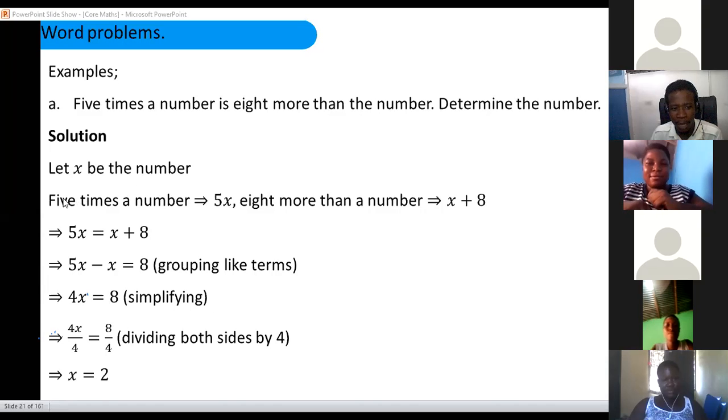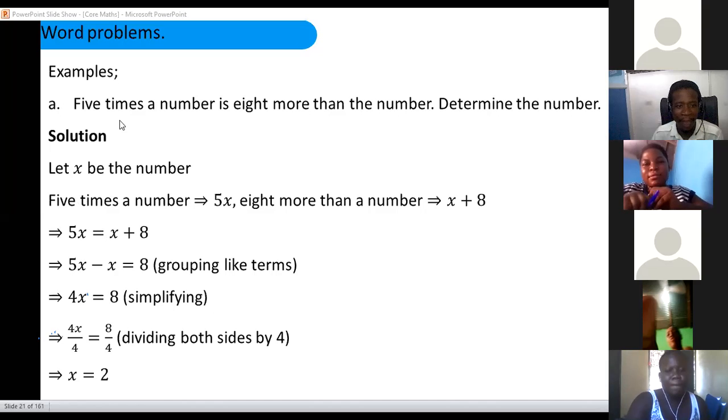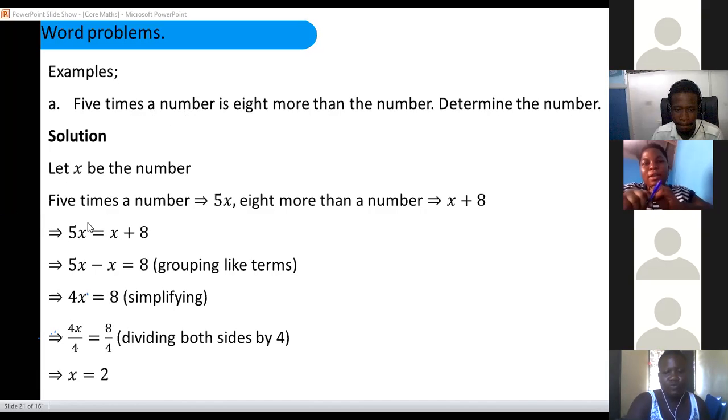No, you see, I'm taking the statements one by one. I want to write 5 times a number in mathematical form, and I want to write 8 more than the number also in mathematical form. Now I'm considering the whole statement: 5 times a number is 8 more than the number. That is the equation here. But next time, if you want to ask a question, raise your hand.